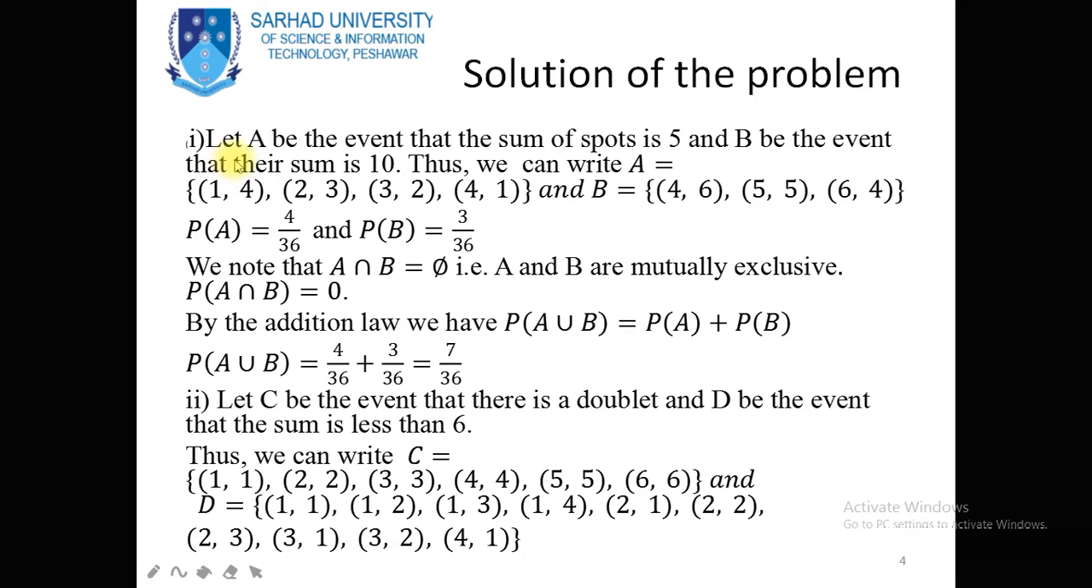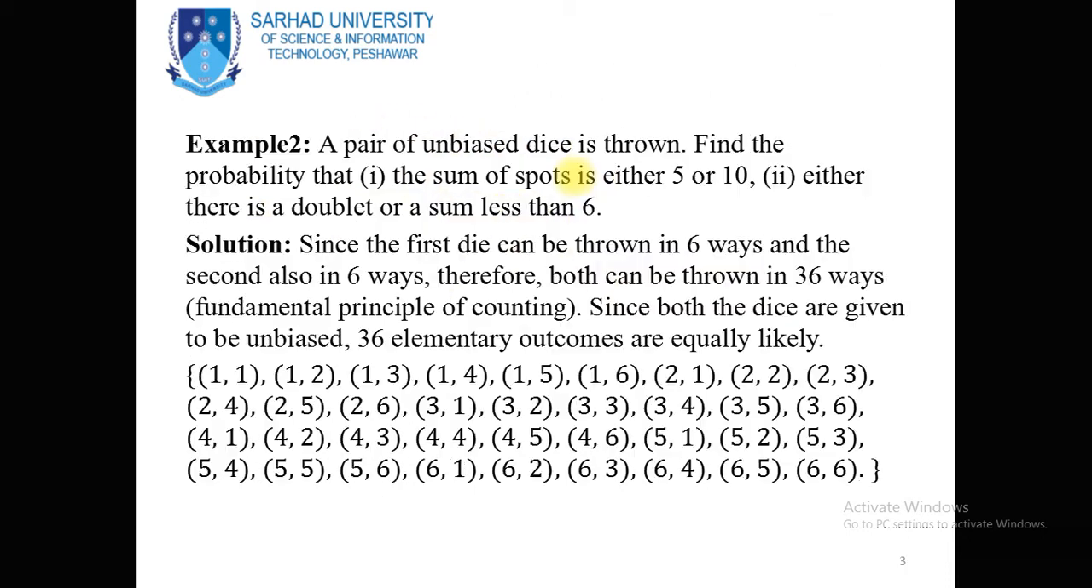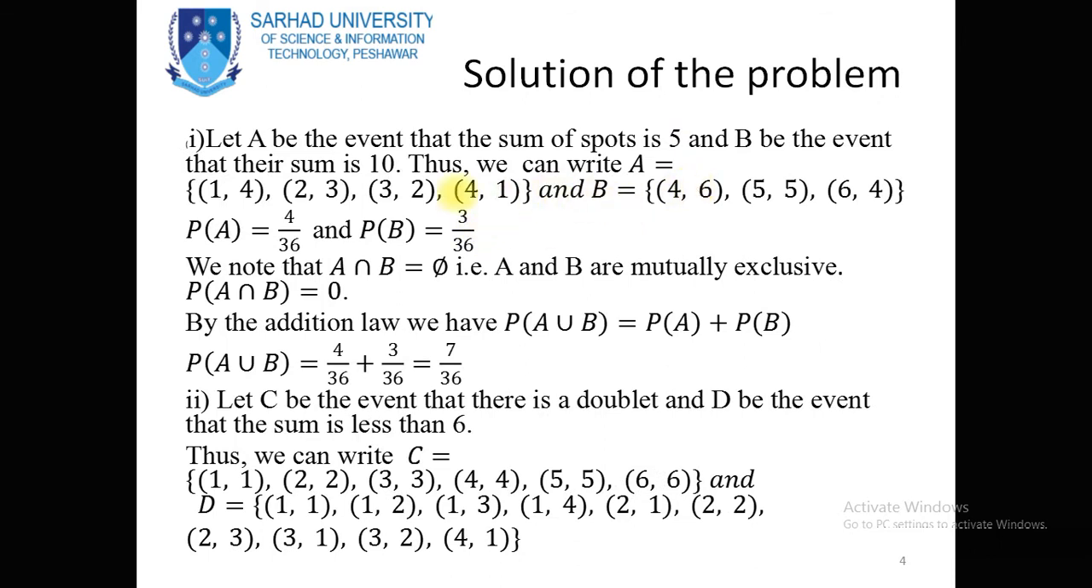Now let A be the event that the sum of spots is 5, and B the event that their sum is 10. Since we have to find the probability that the sum of spots is either 5 or 10, we have the "or" option. In case of the "or" option, we use the union. So we can write A as the event in which the sum of spots is 5.